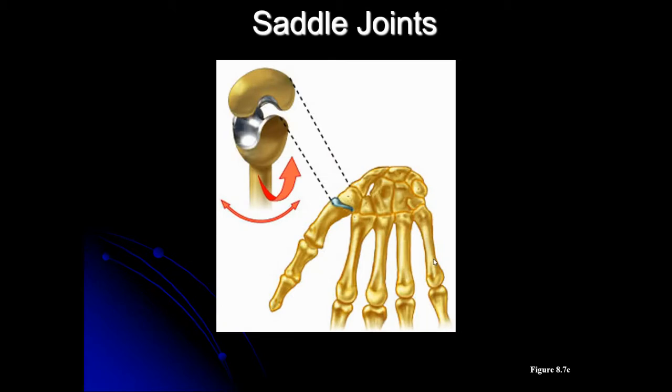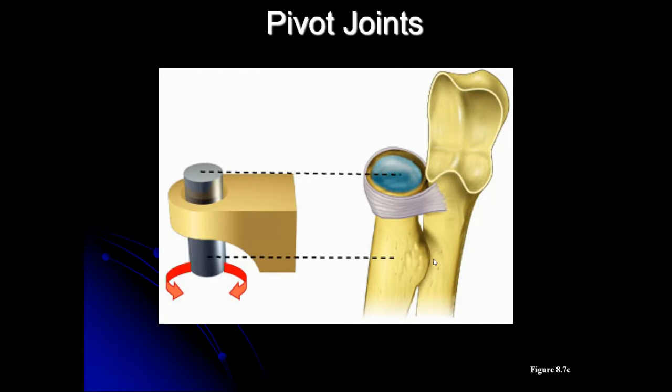If we look at a saddle joint, it looks a little bit like a person sitting in a saddle. The only place you can find a saddle joint in the body is where the thumb attaches to the carpals. Another type of joint, pivot joints. And pivot joints have sort of a cylinder and a sleeve. And what we get is a spinning kind of motion. It spins to the left, it spins to the right.